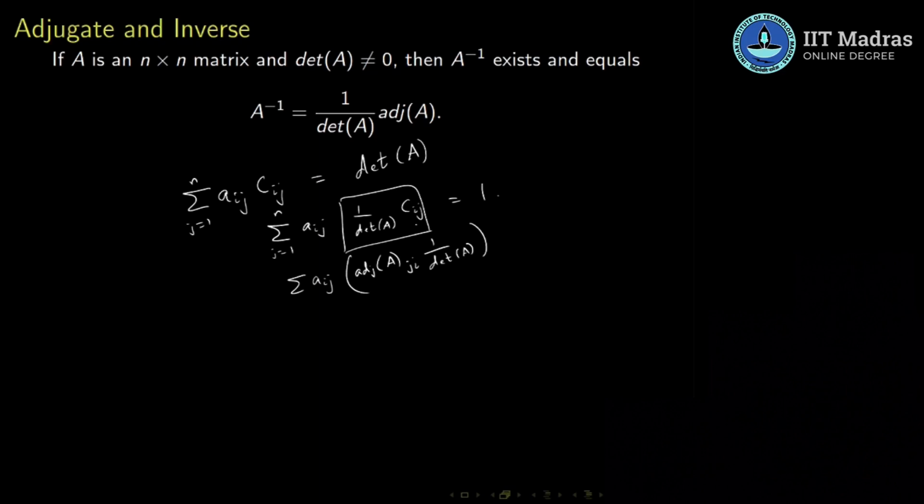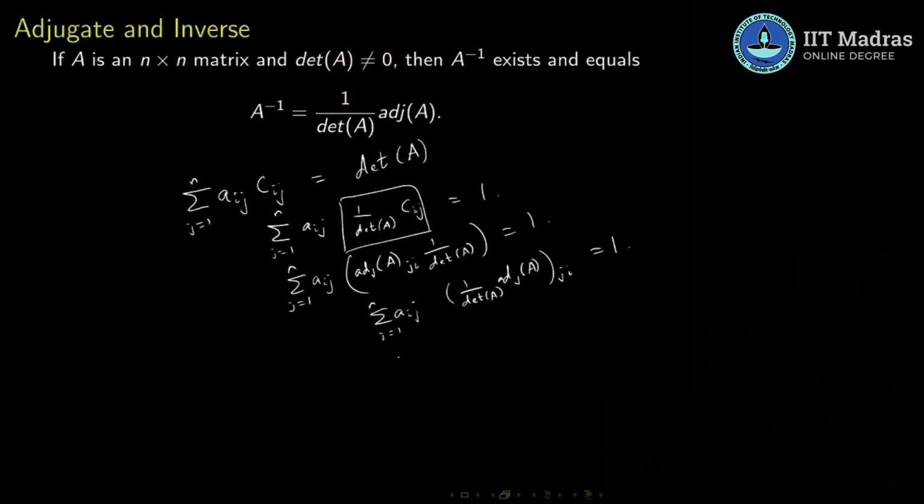Okay. So, that is because C_ij is the same as adjugate of A_ji, because adjugate of A is the cofactor matrix transpose. Okay. So, this is 1, but this is exactly the summation of A_ij times 1 by determinant of A, adjugate of A, ji. So, this is 1, where j is 1 through n.